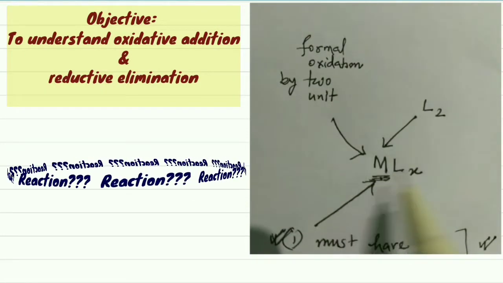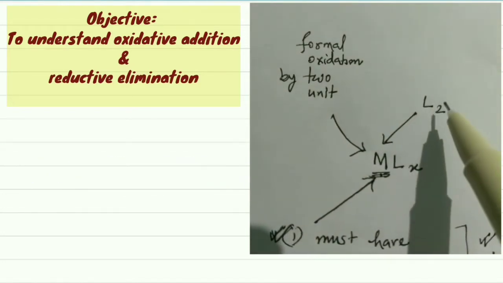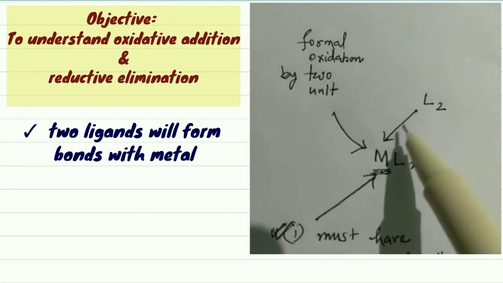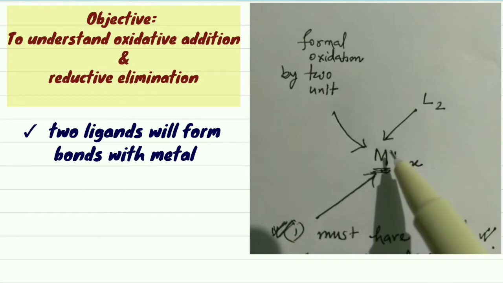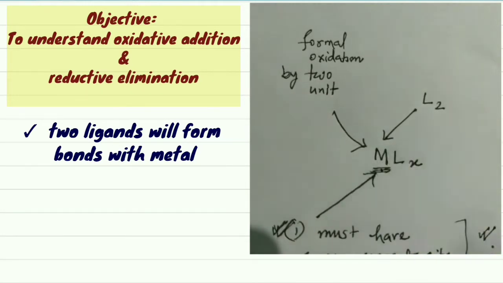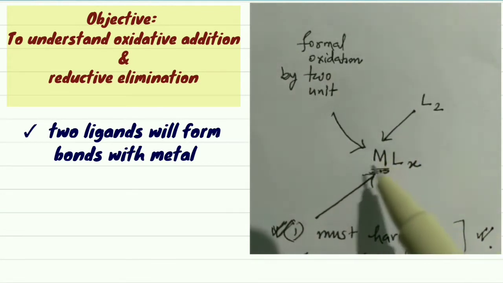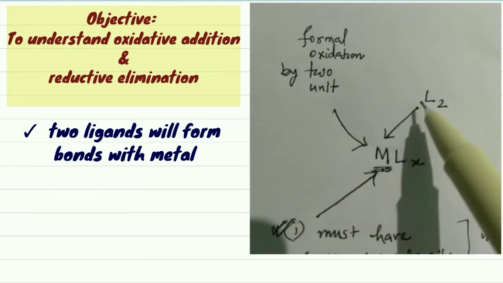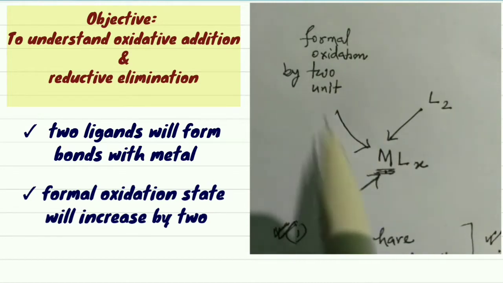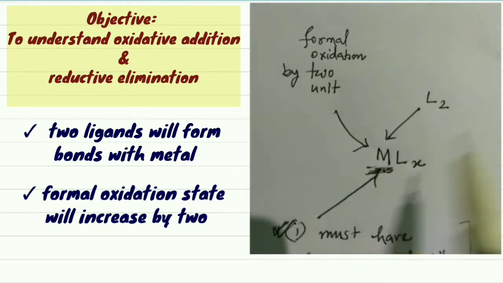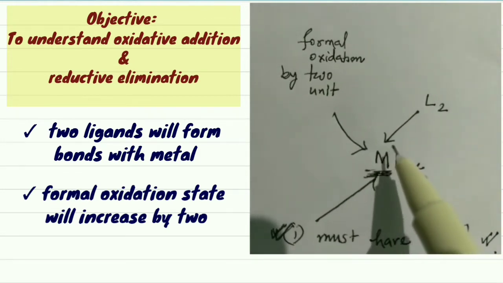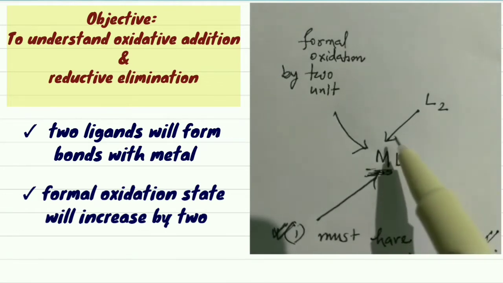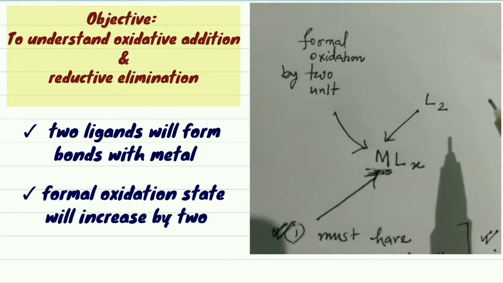In oxidative addition reactions, usually two ligands form bonds with that metal. That means the metal must have two vacant sites. Understand? So the metal will form bonds with the two ligands, but simultaneously the formal oxidation state of the metal will increase by 2 units. Why? Because the metal will lose two electrons when forming the two bonds with the ligands, during that oxidative addition process.